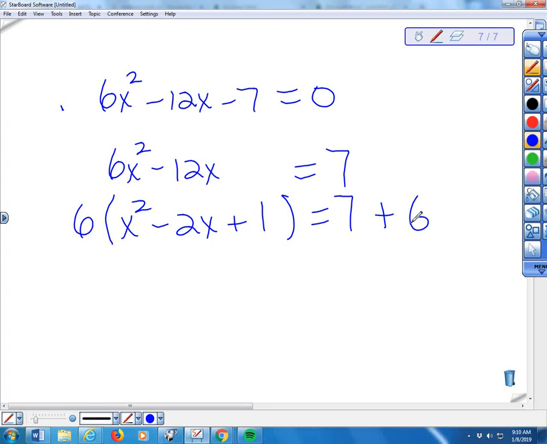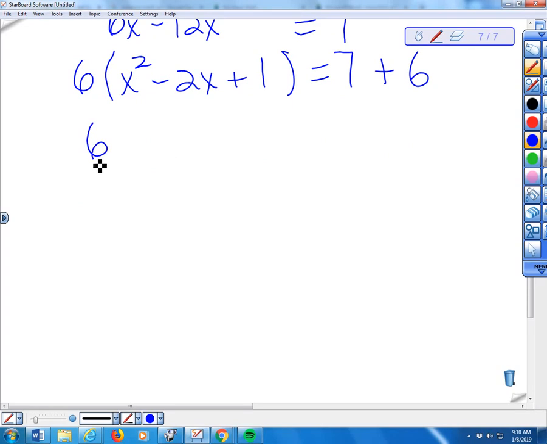Still with me? Okay, now I can simplify this. I still have the 6, but this can now be factored to a squared binomial, which is the whole point of completing the square. So I can get that squared binomial, right? And that's equal to 13.